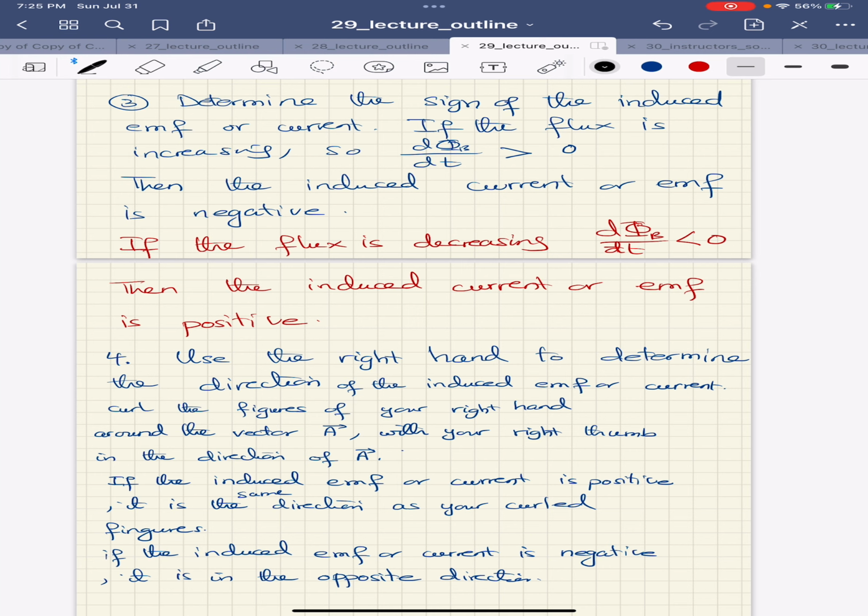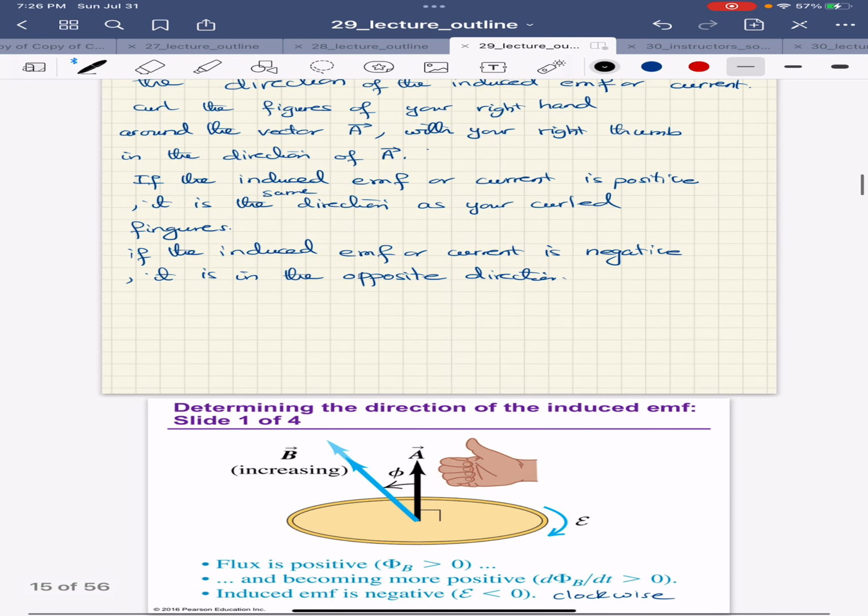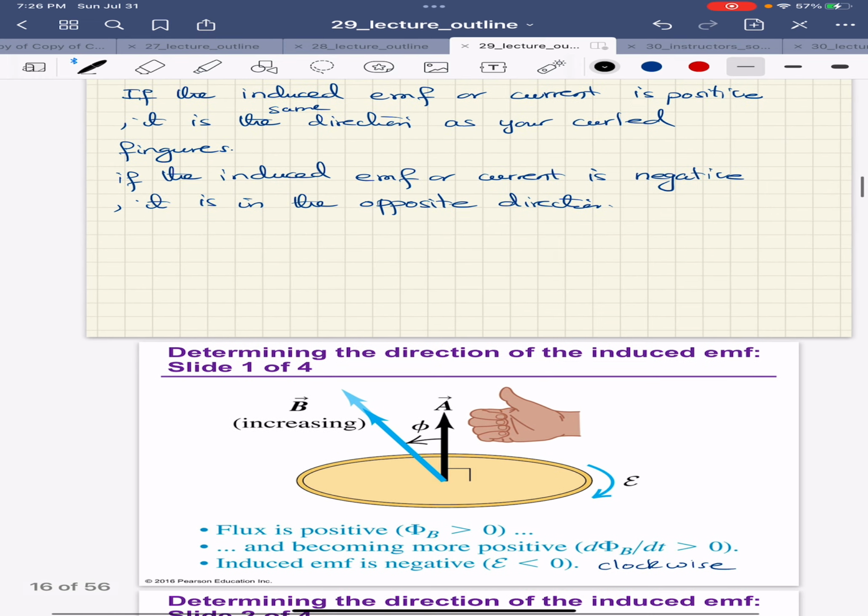After that, we are going to use the right-hand rule to determine the direction of the induced EMF or current. We curl the fingers of our right hand around the vector A, with our right thumb in the direction of A. If the induced EMF or current is positive, it is in the same direction as your curved fingers. If the induced EMF or current is negative, then it is in the opposite direction. I'm going to apply these rules here.